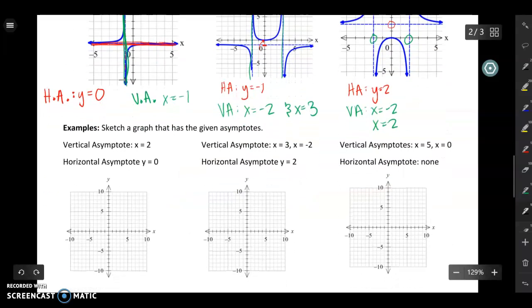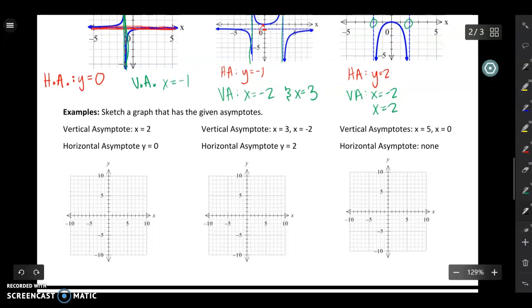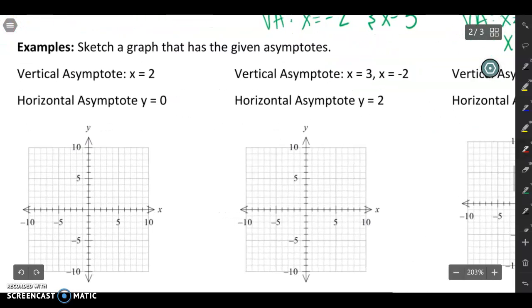Let's do some practice going the opposite direction. So in these next set of examples, I've given you the asymptotes and I want you to sketch graphs that have those asymptotes in them. Just know that your graph might look a little bit different than mine, but the important thing is that it has the vertical and horizontal asymptotes that are listed. So I'm going to sketch the dotted lines for the asymptotes in red.